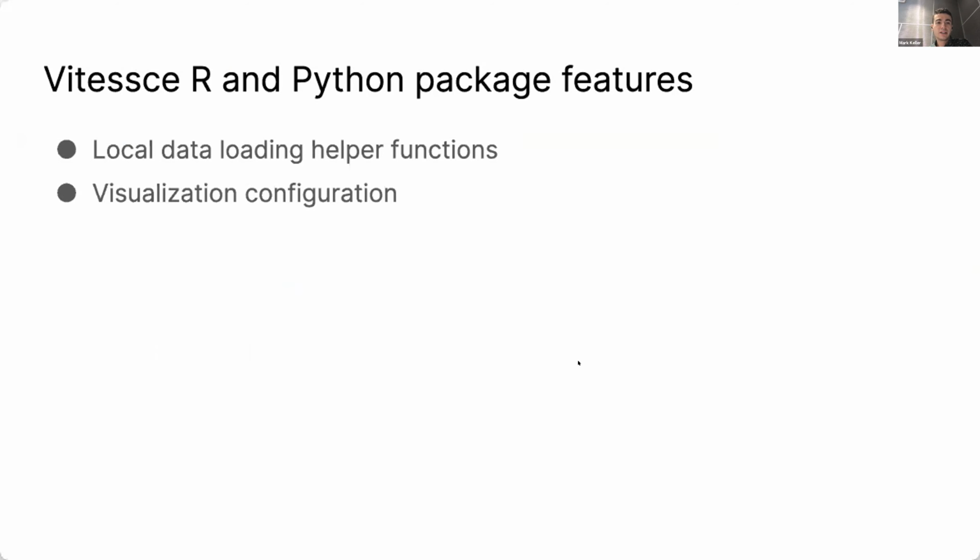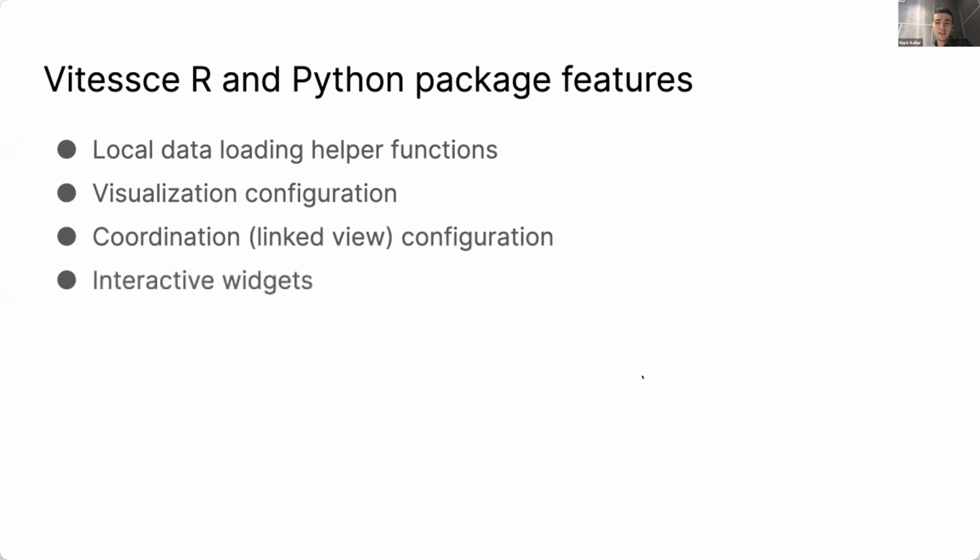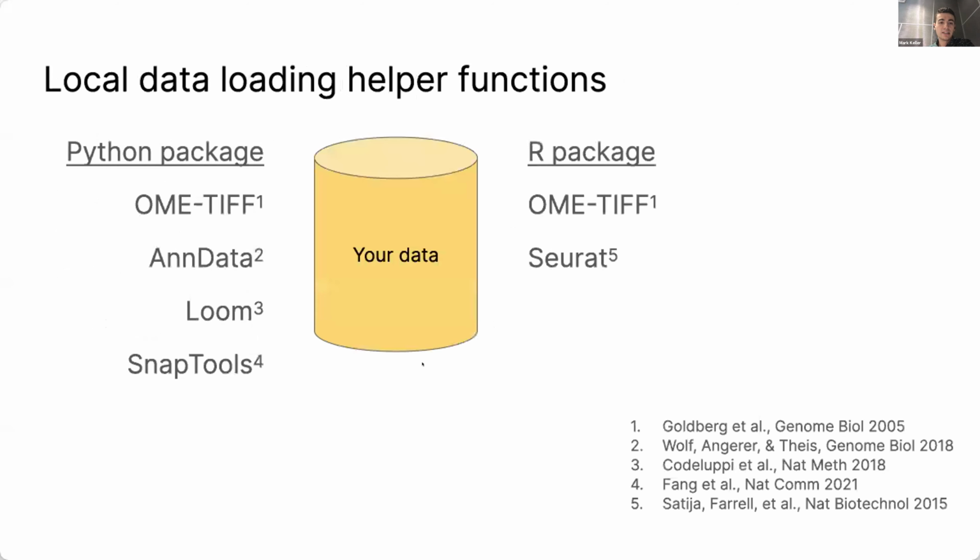Functions for configuring the grid of visualization components. Functions for coordinating parameters across multiple linked visualizations. Interactive widgets for Jupyter Notebooks, RStudio, and our Shiny apps. Functions for helping you to export your data and the visualizations to the cloud using app storage systems such as AWS S3.